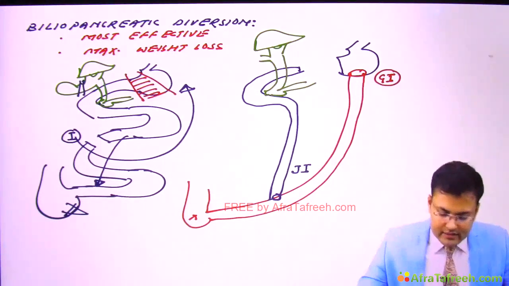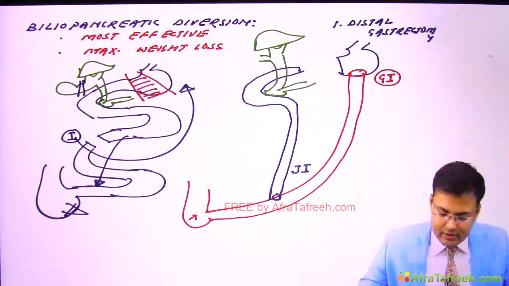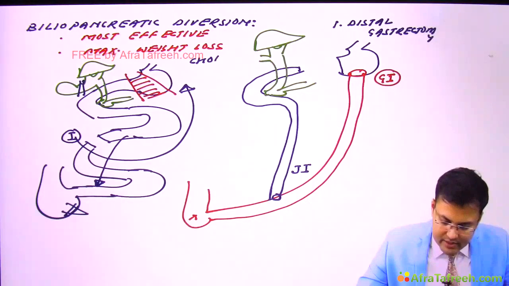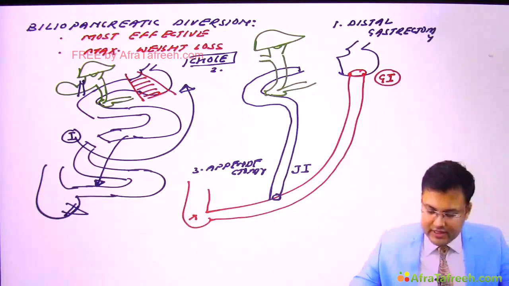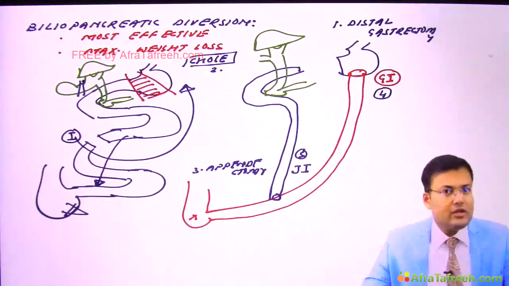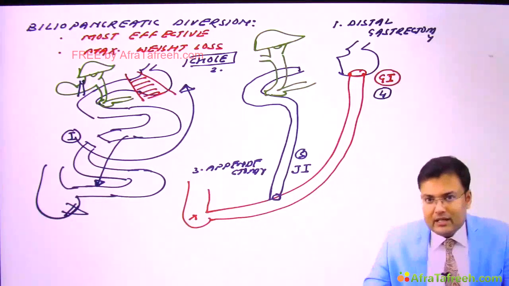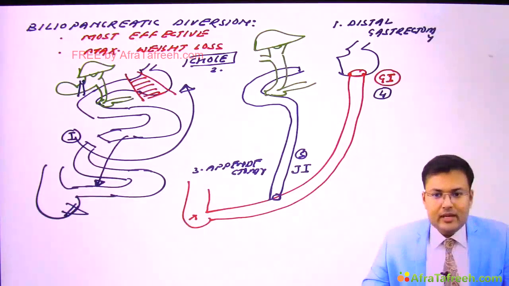So what are the parts of this surgery? First, you performed distal gastrectomy. We performed cholecystectomy. We performed appendectomy. Clear? And the anastomoses: we perform gastroileostomy, and the second is jejunoileostomy. So the steps of this procedure are distal gastrectomy, cholecystectomy, appendectomy, and the anastomoses: gastroileostomy and jejunoileostomy.